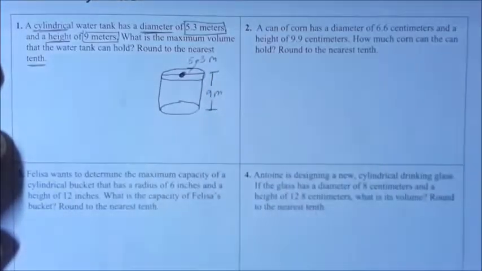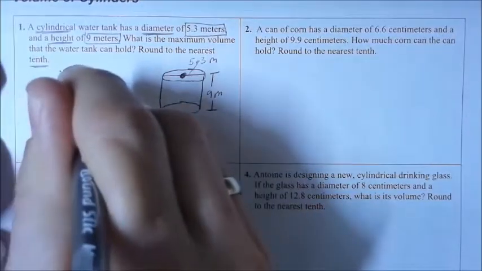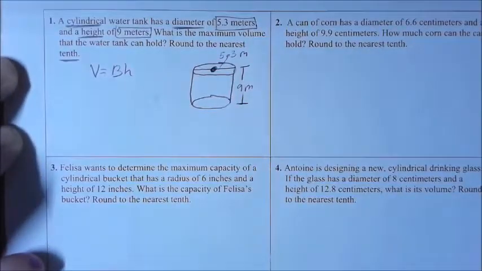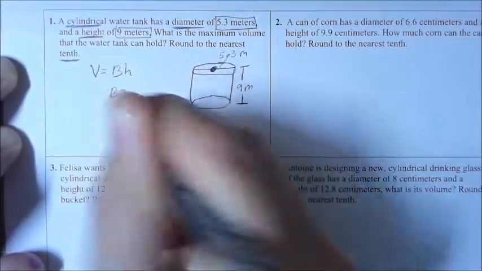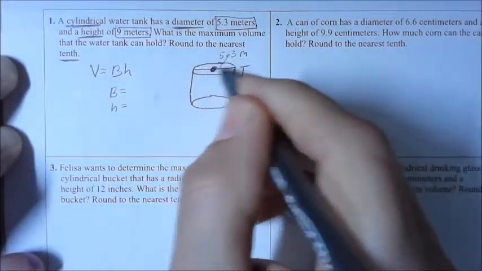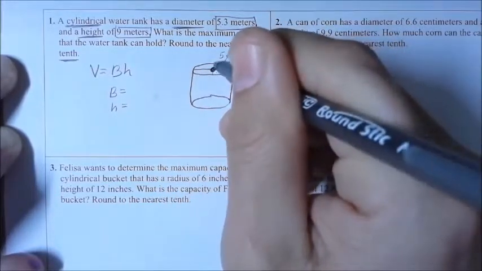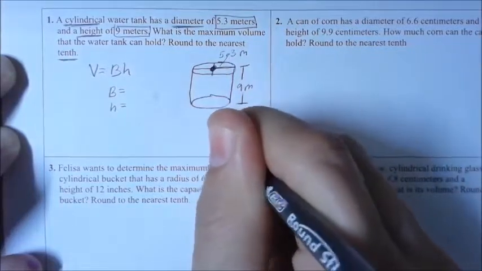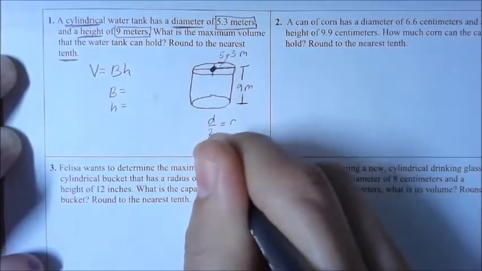So now that we have it drawn, we have our image, we can go ahead and solve this. So we got V is equal to big B times H. So let's go ahead and we'll say big B is equal to something and H is equal to something. Now notice this is that diameter, right? So that means the whole thing, but we just want half of it. We just want this half over here. So let's say, okay, well the diameter divided by 2 equals R. So my diameter is 5.3.